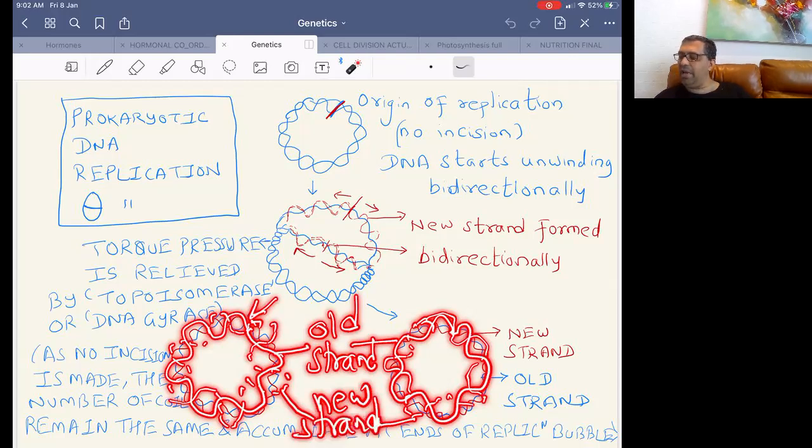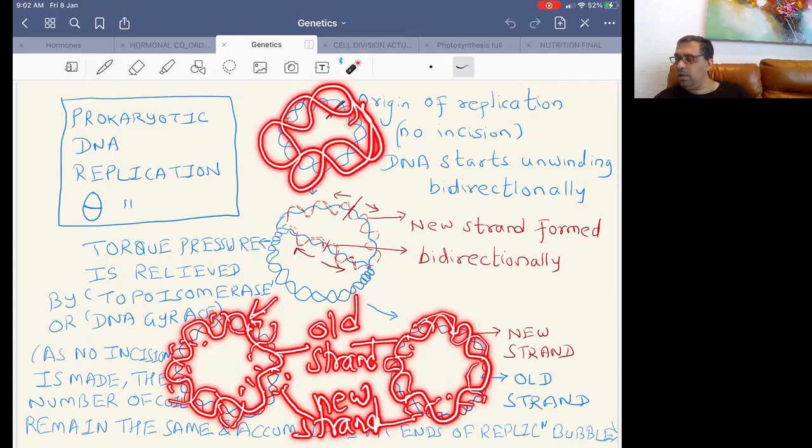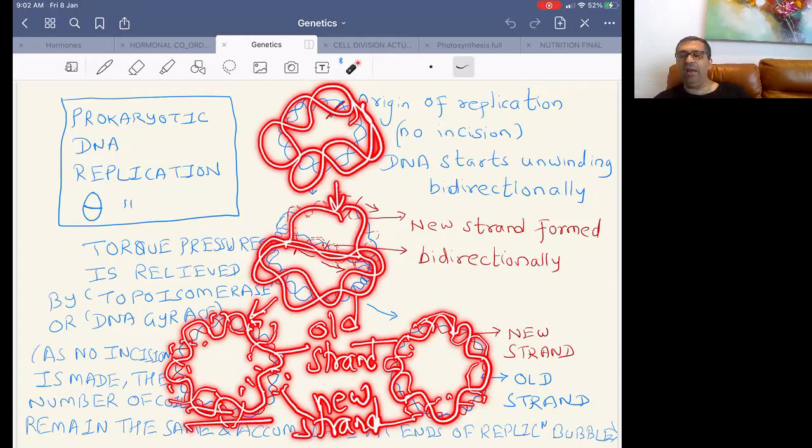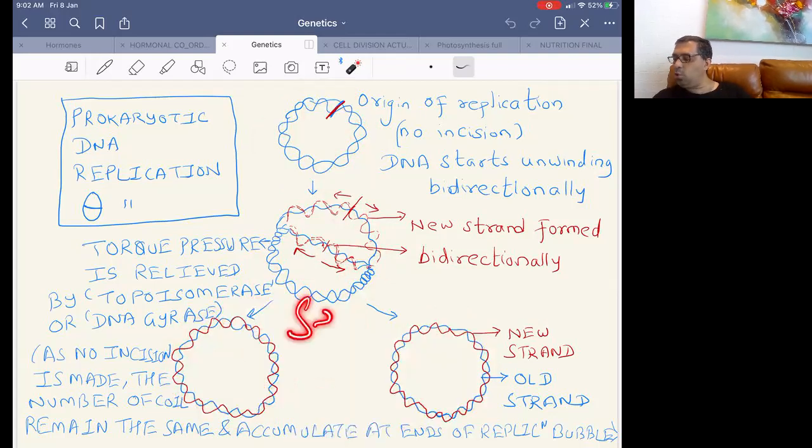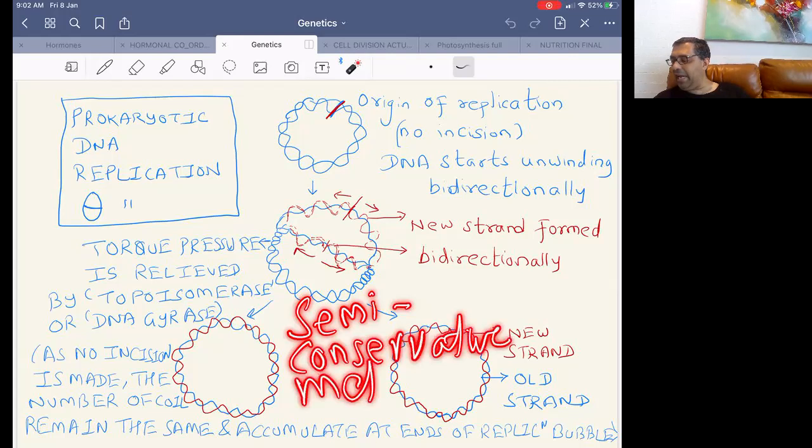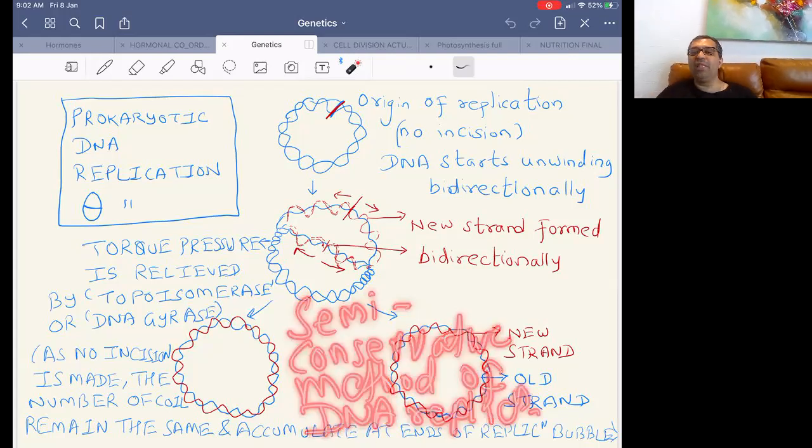So, we are again having one mother DNA forming theta, and eventually two daughter DNAs, each having one old strand and one new strand. So this is also called as semi-conservative method of DNA replication. So we ended with it.